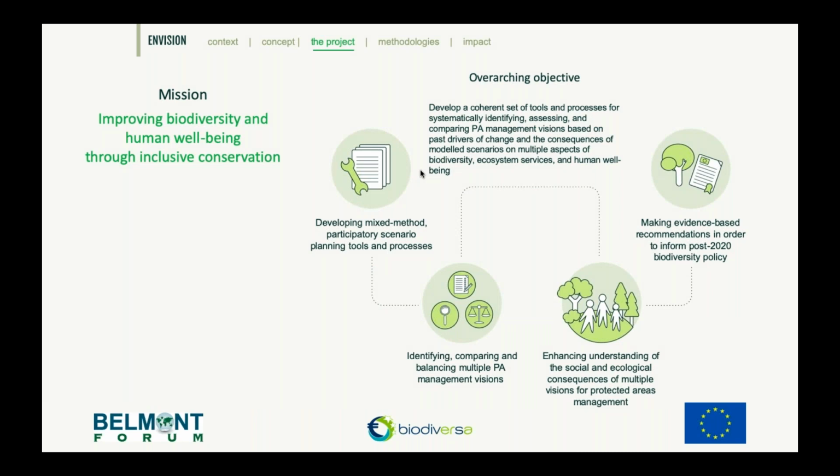So the overarching mission of Envision is about improving biodiversity and human well-being through inclusive conservation. But when we look at the objective, what we're wanting to do is to develop a coherent set of tools and processes for systematically identifying, assessing, and comparing protected area management visions based upon both past drivers of change and the consequences of modelled scenarios and multiple aspects of biodiversity, ecosystems, and human well-being. So we have an emphasis on identifying, comparing, and balancing multiple protected area visions, enhancing understanding of social and ecological consequences, and making evidence-based recommendations. And we're doing that through a mixed methods participatory scenario planning approach.